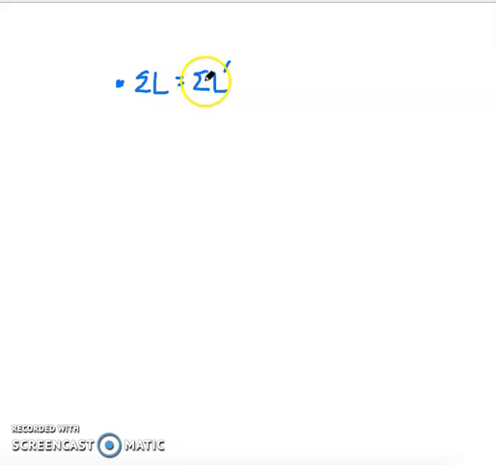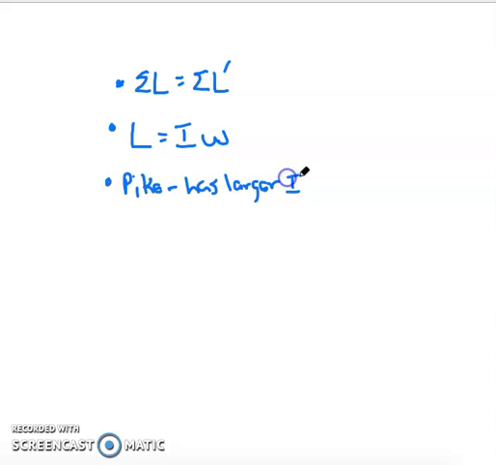Okay, so you have sigma L equals sigma L prime. You want to then make some statement that angular momentum is calculated as I times omega, their moment of inertia times their angular speed. So there is the variable in question. You want to make some statement that when they're extended, you don't have to use the word pike, but you can describe something along that, they have a larger I, a larger moment of inertia.